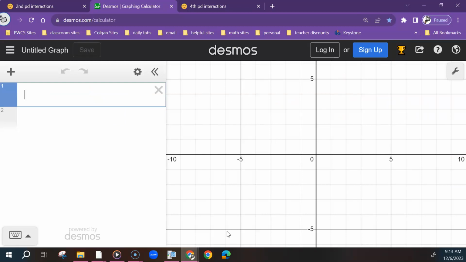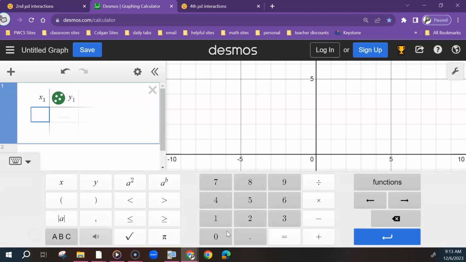In Desmos, you're going to hit the plus, and you're going to make a table. In the table, you're going to put in all of your X and Y values. So on this page, you can put these in. The numbers are a little hard to read, so if you need to follow mine, that's fine.